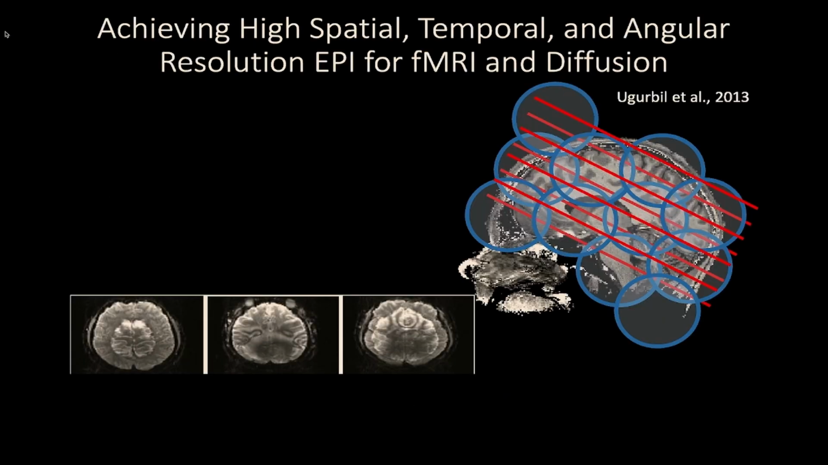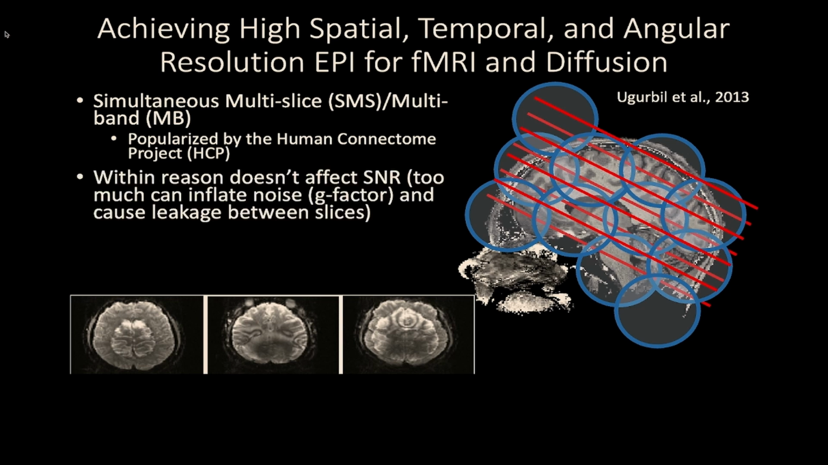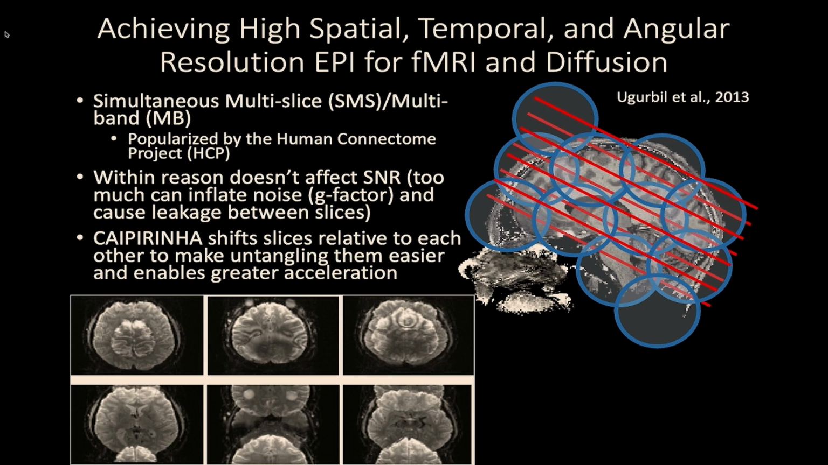So to get the high spatial, temporal, and angular resolution for fMRI and diffusion, it really helps to have simultaneous multi-slice imaging or multi-band, something that the HCP really popularized and people started using after the HCP had used it. And within reason, it's kind of like a rare free lunch in MRI. If you don't accelerate too much, you don't get that much signal loss. If you do it too much, you get issues with leakage between slices and G-factor effects.